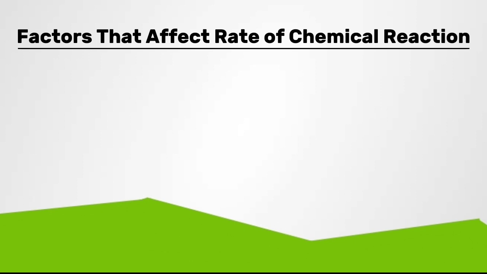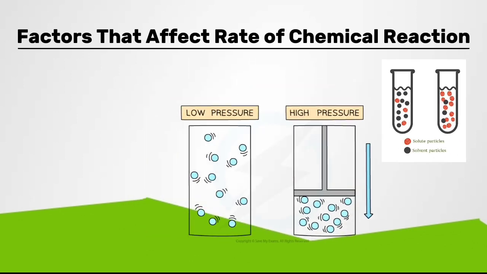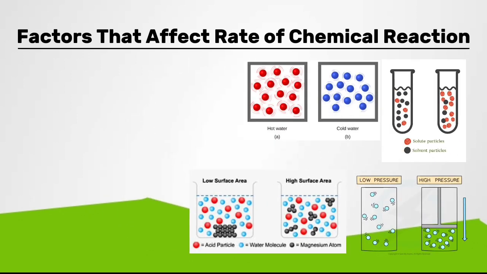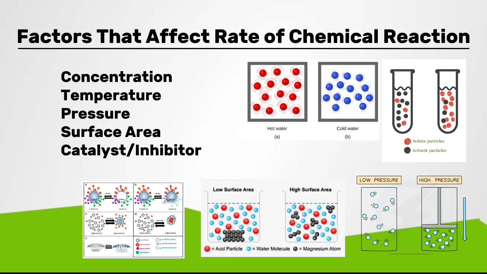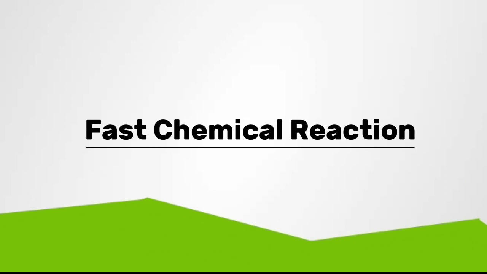There are several factors that affect the rate of chemical reactions, mainly the concentration, pressure, temperature, surface area, and the use of catalyst or inhibitor. In this video, we will show you a fast and a slow chemical reaction, together with the several factors that affect the rate of reaction. Fast chemical reaction.